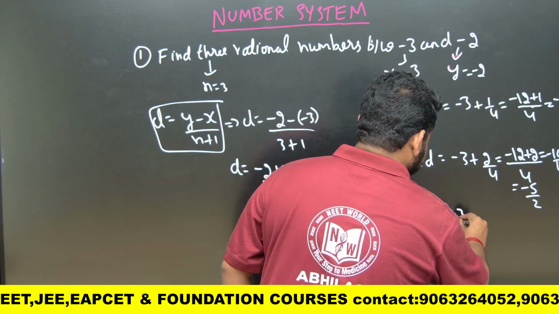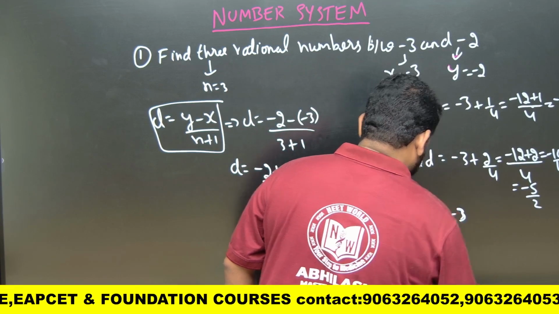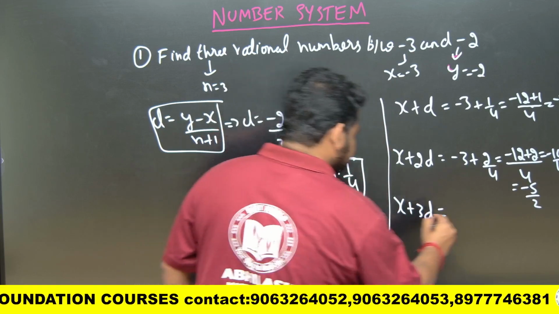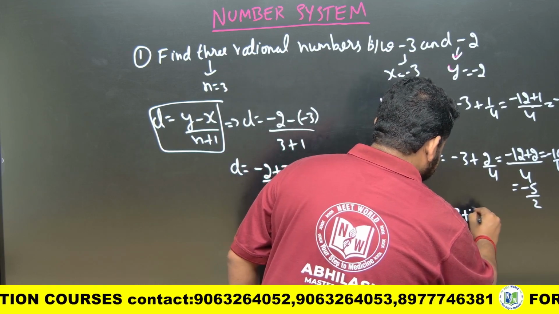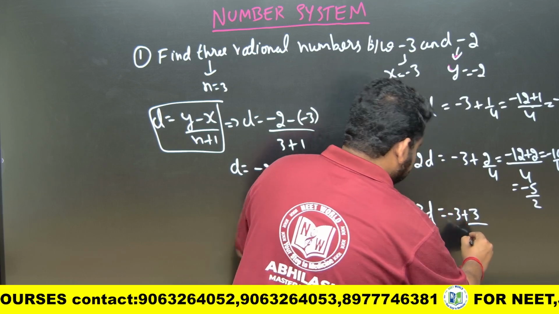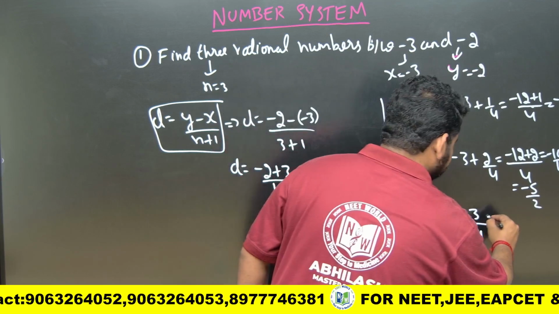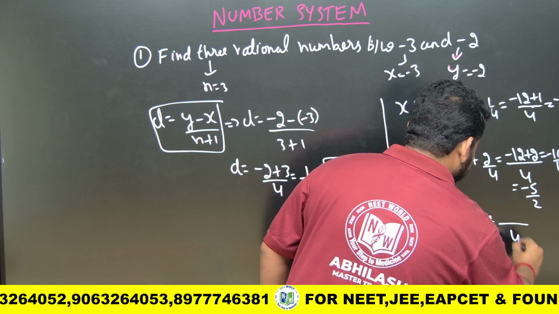Next thing is -3 plus 3d. So 3d is 3 into d, which is 1 by 4, so 3 by 4, I will get it. LCM will be 4 itself. So -12.